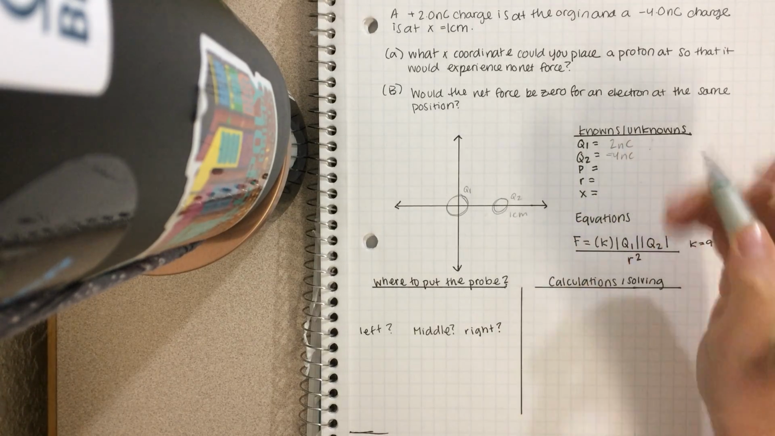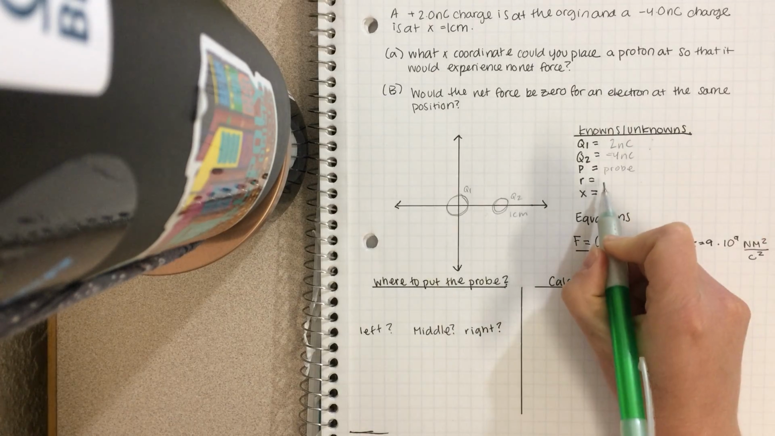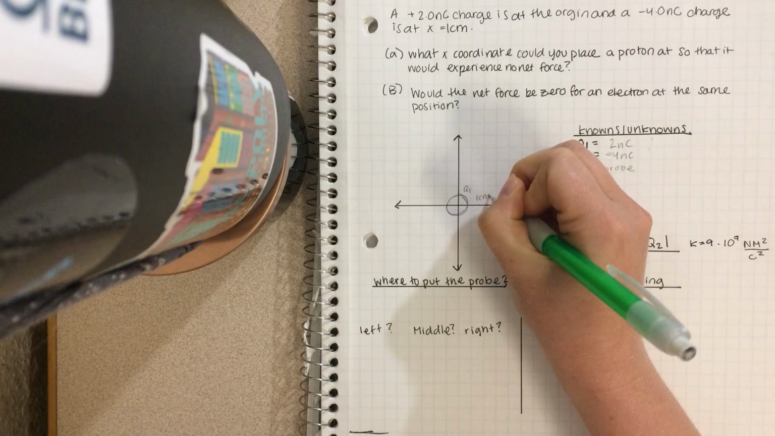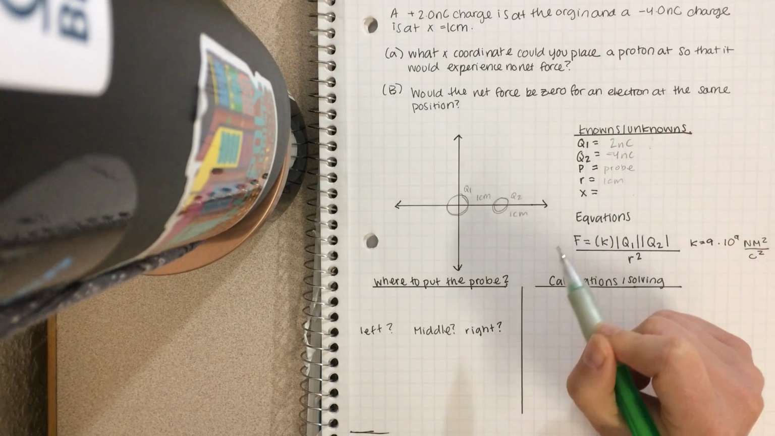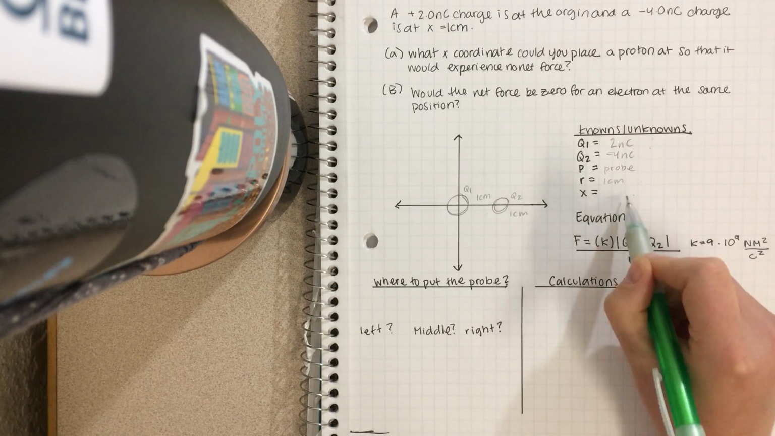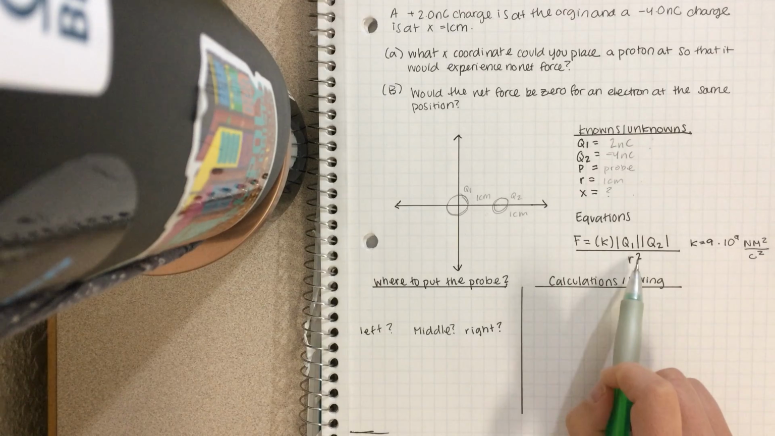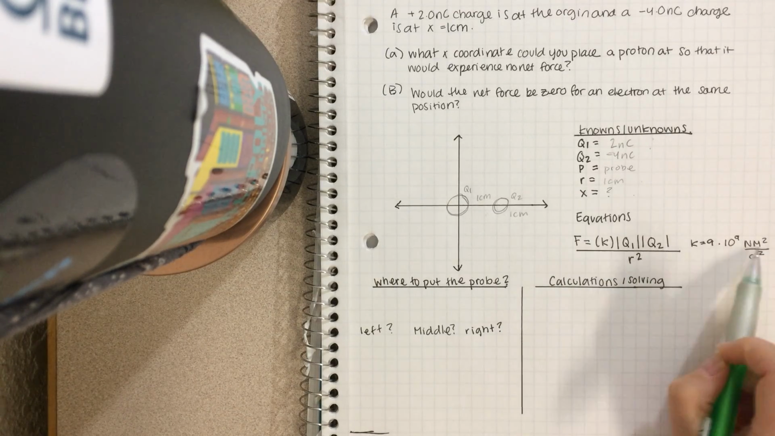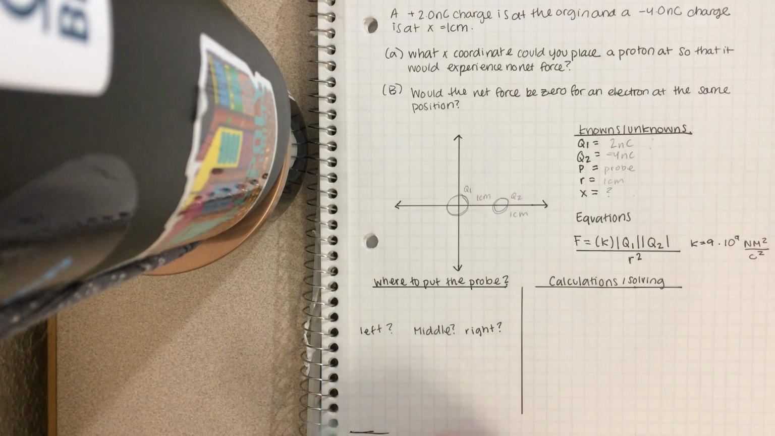So P is going to stand for our probe. R is this distance right here, which is 1 centimeter. And x is going to be wherever our probe is being placed. So that's our unknown. The equation that we're going to use is for force, because we're going to be equating forces. And there's that constant K.